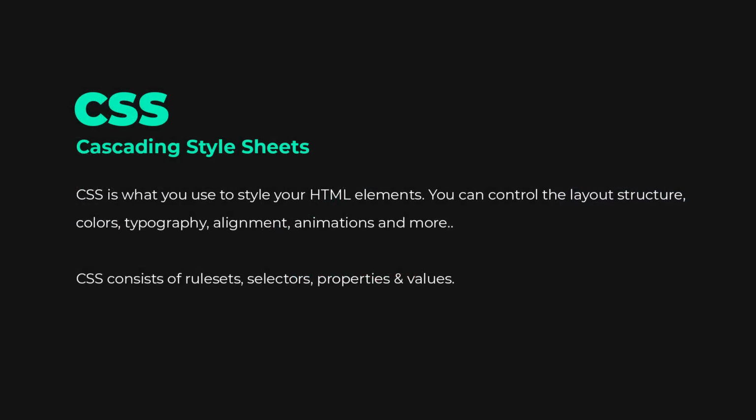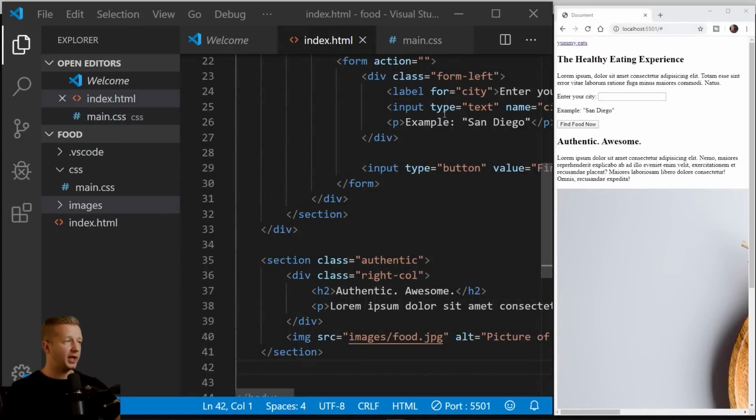CSS stands for Cascading Style Sheets, and it's what you use to style your HTML elements. You can control the layout structure, colors, typography, alignment, animations, and even more. And CSS consists of rule sets, selectors, properties, and values. And you'll see how all of this works in a second. Okay, so let's get to the CSS here. And you can see we're going to write all of our CSS in the main.css file.